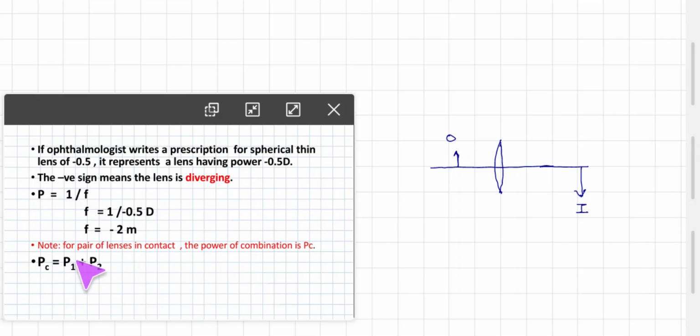Similarly, note that for a pair of lenses in contact, the power of the combination is PC. That means if two lenses are in contact like this, this is one lens and this is another lens, they are in contact, meaning the distance between them is 0. In that case, the total power PC is equal to the power of the first lens plus the power of the second lens.